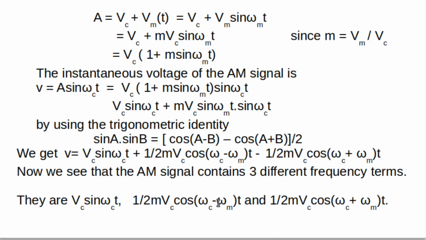So here we can see that the AM signal contains three different frequency terms. One frequency term is Vc sin omega ct, the second term is this one, and the third term is this one. And these three terms have different frequencies. One has frequency omega c, the second term has frequency omega c minus omega m, and the third term has frequency omega c plus omega m. So we have three different frequencies contained in the AM signal.